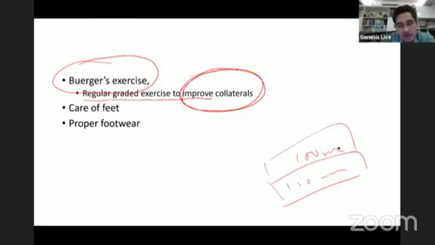Increase the distance. Care of the foot is very important. If the patient is diabetic, you must take care of the foot. You don't want to have another infection over here. Proper footwear: make sure it's comfortable for the patient to walk with whatever he is wearing. Give proper footwear.